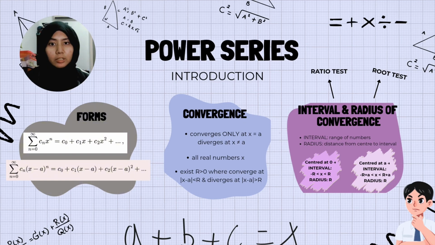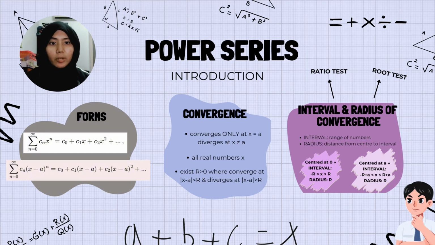And for the convergence section, how do you determine if a power series converges? There are three cases. Firstly, a series only converges when x is exactly equal to a, meanwhile it diverges when x is not equal to a. Therefore, our radius of convergence is 0. By the way, radius of convergence refers to the distance from the center of the series to the boundary of that interval. Other than that, a series may also converge for all real numbers x, therefore the radius is infinite.